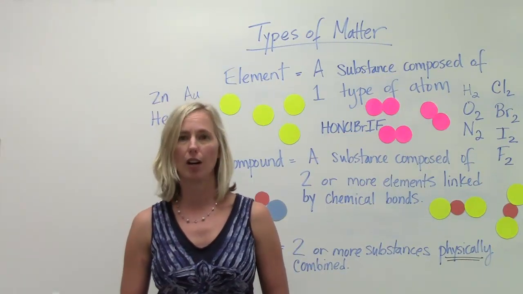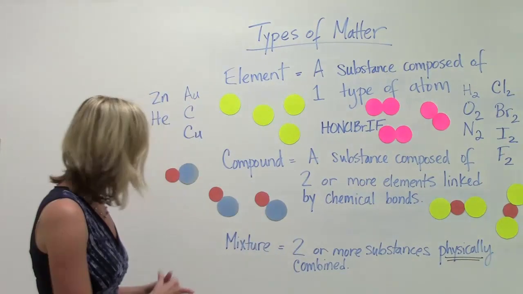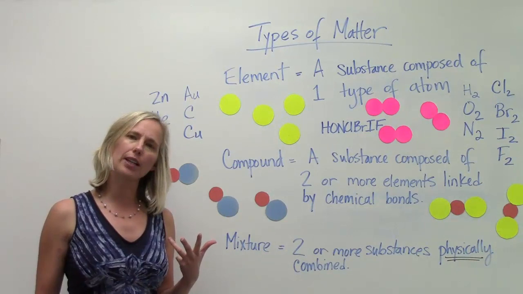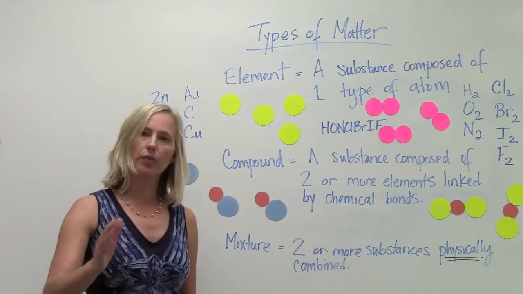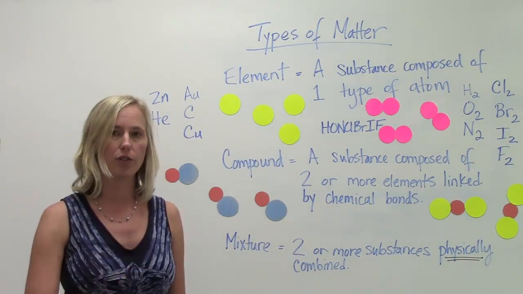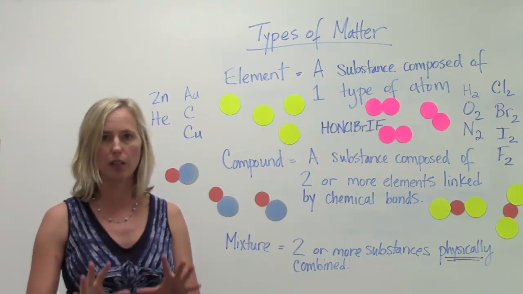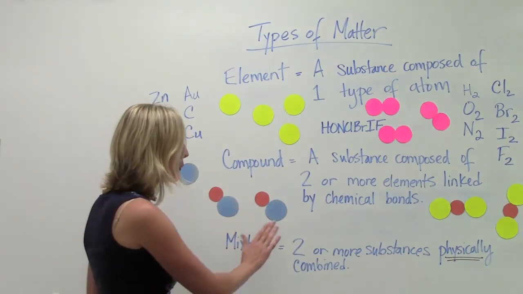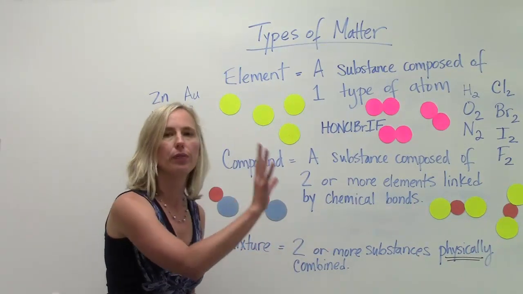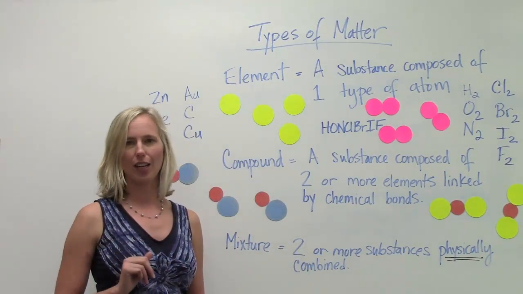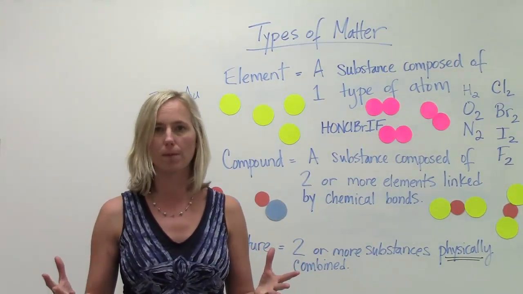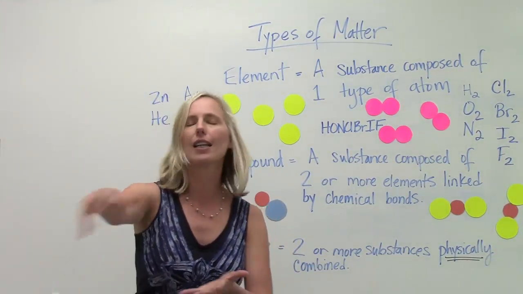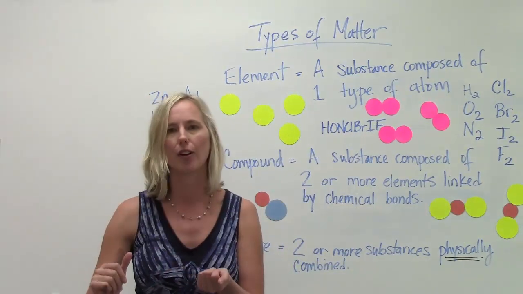Let's go on to our next definition. It's a mixture. How is a mixture different from an element or a compound? It's very easy to distinguish a mixture from an element and a compound, and here's what you want to focus on. Two or more substances physically combined together. So we've got to have two different things, and when I say physically, I mean let's mix them up together.